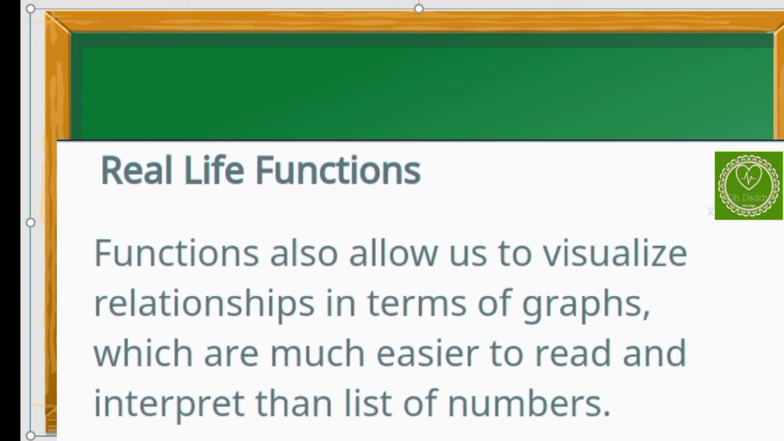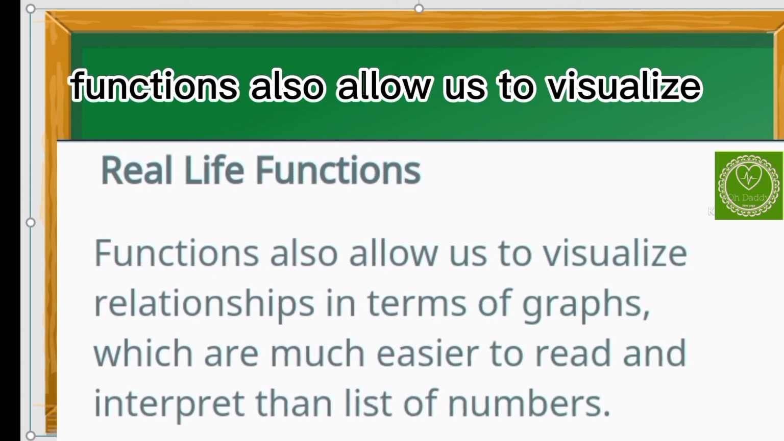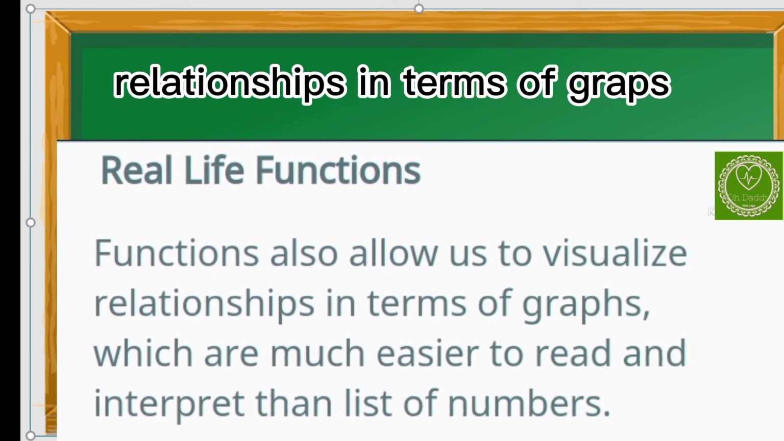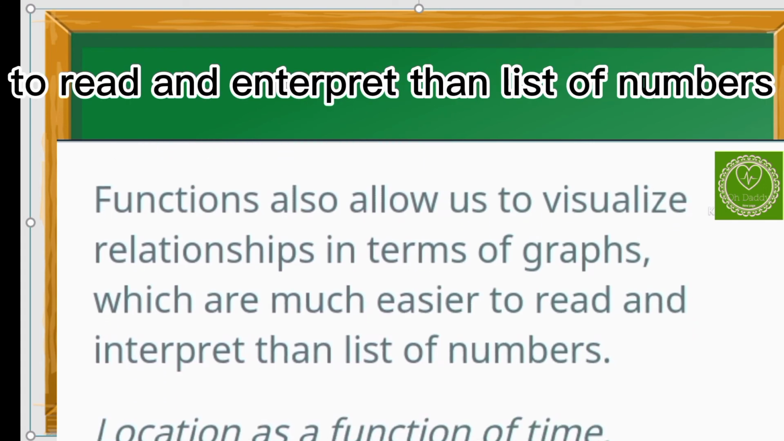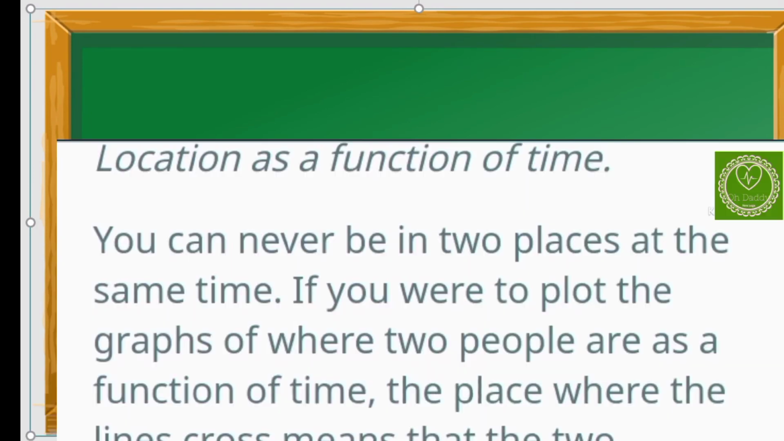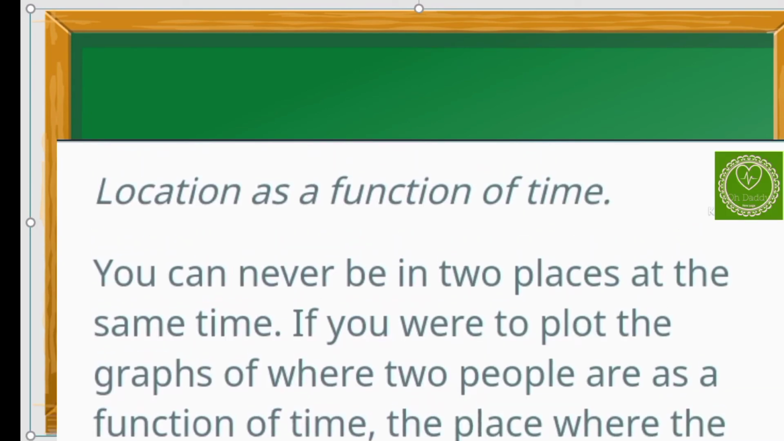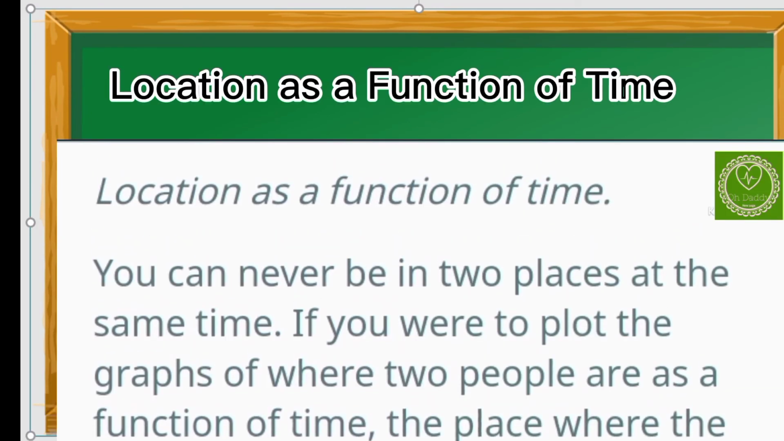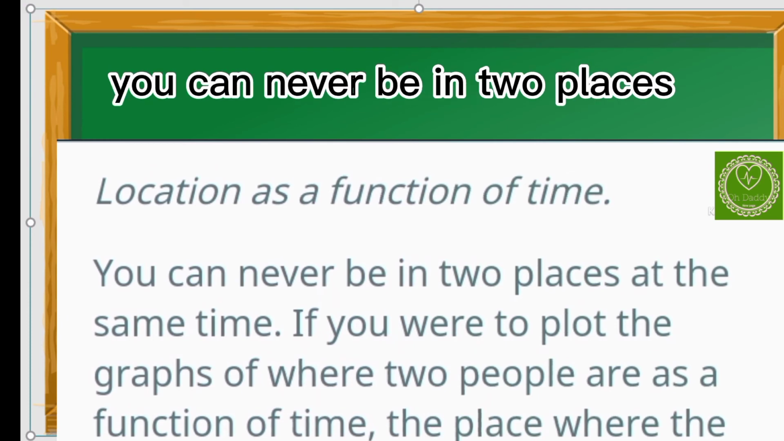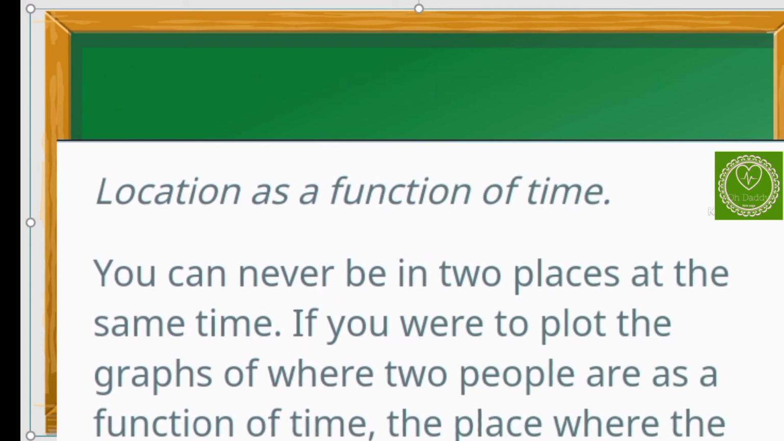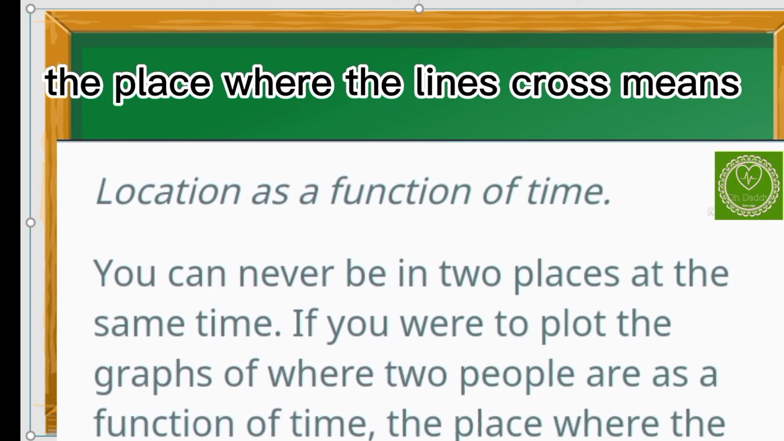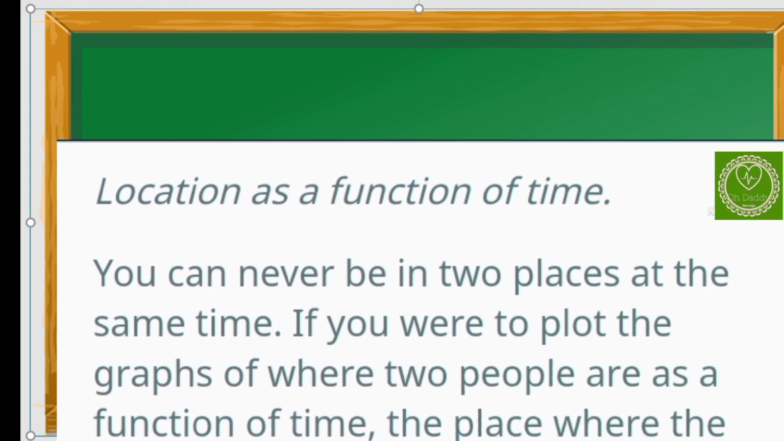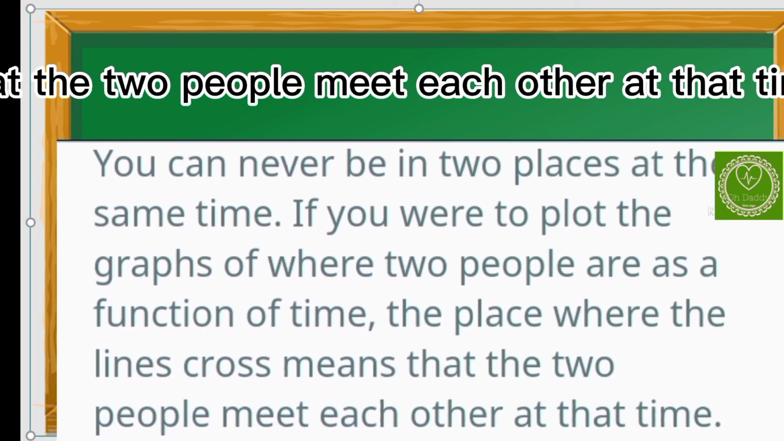Real-life functions. Functions also allow us to visualize relationships in terms of graphs, which are much easier to read and interpret than list of numbers. Location as a function of time. You can never be in two places at the same time. If you were to plot the graphs of where two people are as function of time, the place where the lines cross means that the two people meet each other at that time.